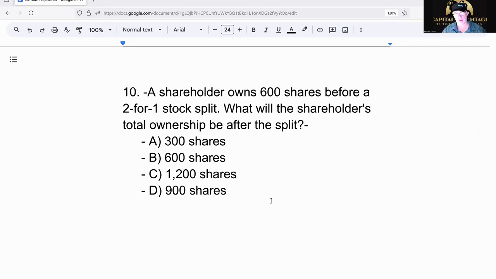2-for-1, 2 divided by 1. I do 600 times 2. That's 1,200. If it was a price, I would divide. So again, if there's 600 shares at 50, I would do 2 times 600. I would do 50 divided by 2. So I'd have 1,200 shares at a $25 price.